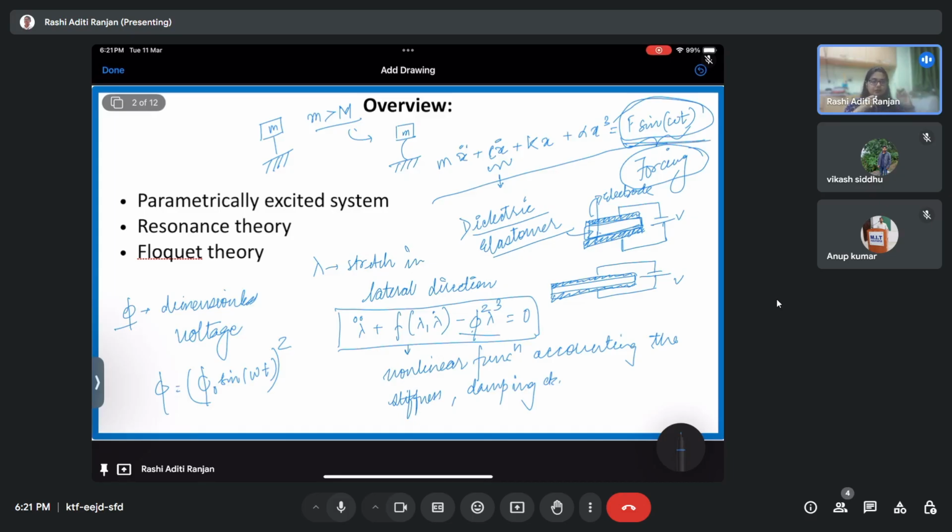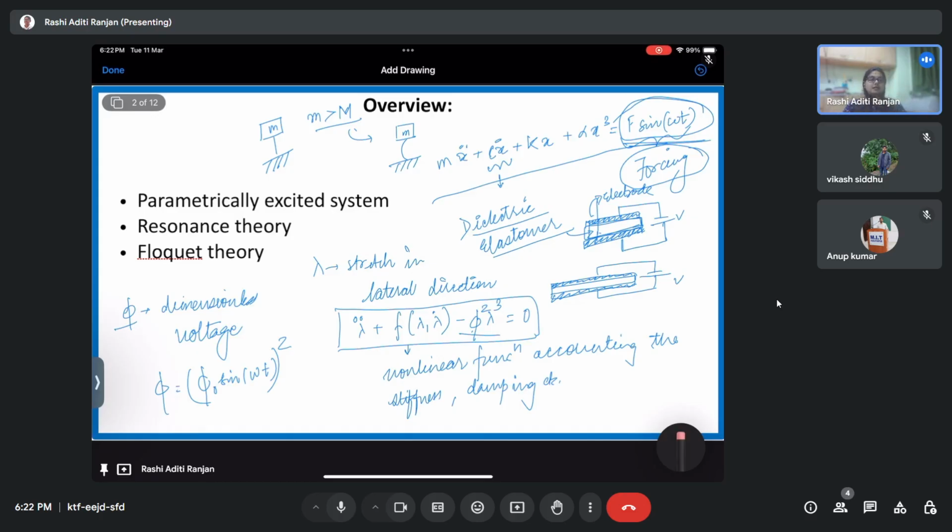Okay, the force was getting excited. Yeah, it was changing with time. But now, a parameter value in the equation is actually changing with time. There is some kind of excitation in terms of that parameter, and that is what we call a parametrically excited system. I hope it is clear. Okay, so this is what it is. Many physical systems are parametrically excited.